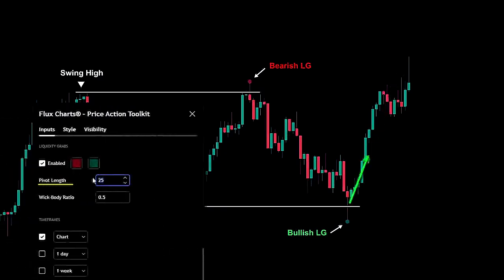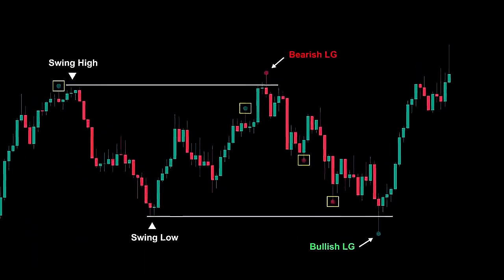Reducing the pivot length and wick to body ratio increases the tool's sensitivity, identifying more liquidity grabs. This captures smaller extensions and additional price movements that might indicate liquidity extraction.